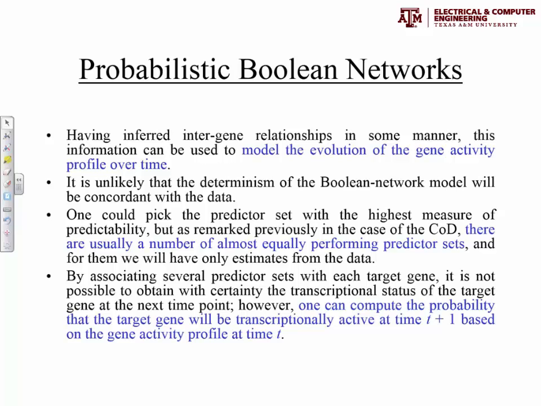So one could pick the predictor set with the highest measure of predictability, but as remarked previously in the case of the COD, there are usually a number of almost equally performing predictor sets, and for them we will have only estimates from the data. So by associating several predictor sets with each target gene, it is not possible to obtain with certainty the transcriptional status of the target gene at the next time point, because one set of predictors might say it's 1, another set might say it's 0, and so on. So you don't know for sure. So you can compute the probability that the target gene will be transcriptionally active at time t plus 1 based on the gene activity profile at time t. The entire profile may not determine the level at time t plus 1. It might be just 2 or 3 predictors that will determine it.